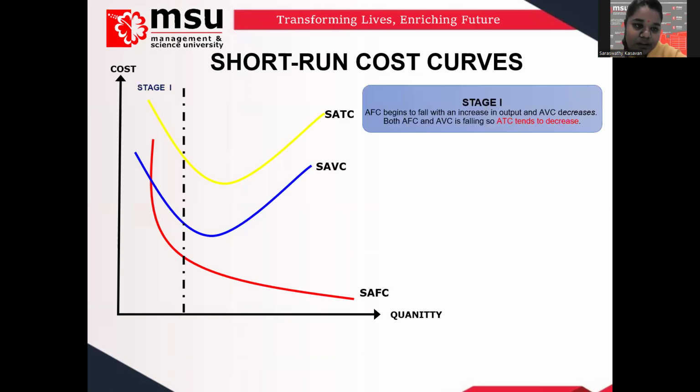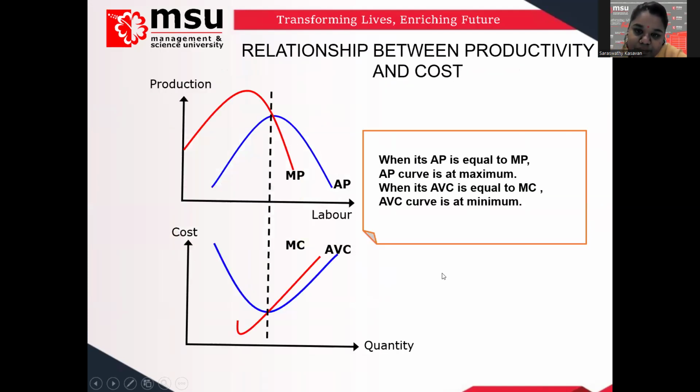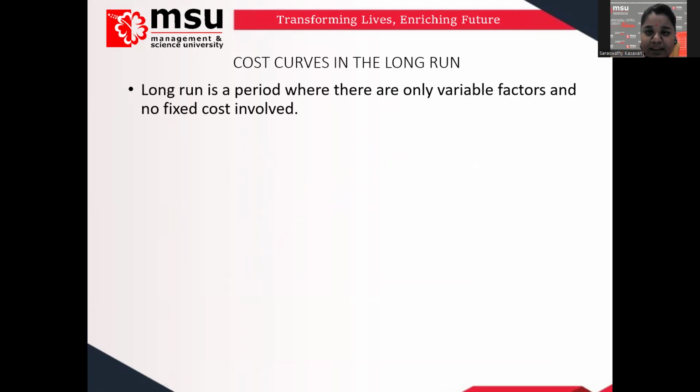Okay, the short run cost curve looks like this. S is for the short run ATC, average variable cost, and short run average fixed cost. Okay, what is the relationship between the MC and ATC? When the MC curve lies below the ATC, ATC is falling. When the MC lies above the ATC, ATC is increasing. When the MC cuts the ATC, that is the minimum point of the ATC. Okay, this is the relationship between the ATC and MC.